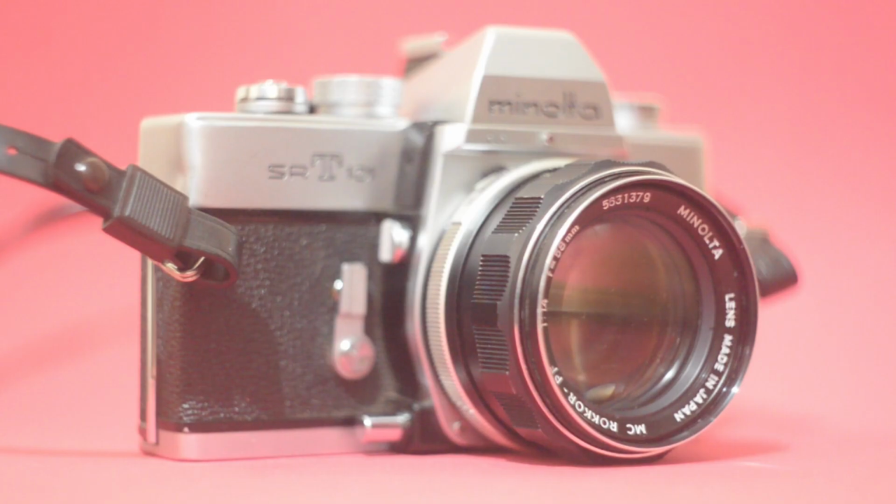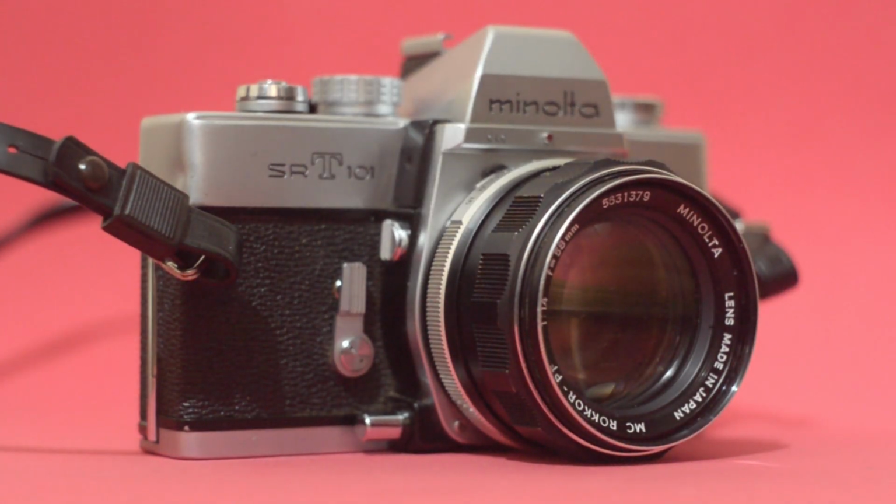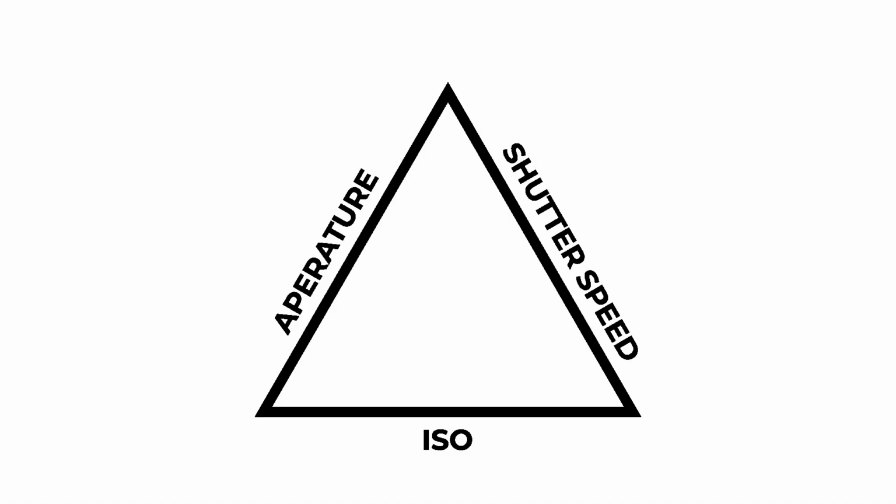Exposure simply means how much light hits your camera sensor. Too much light, your photo looks washed out. Too little light, it is too dark. The goal is to balance light so your image looks natural or creatively correct. And that balance comes from three settings working together: the exposure triangle.